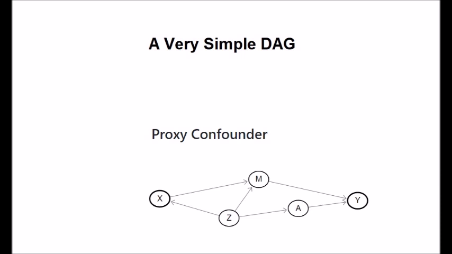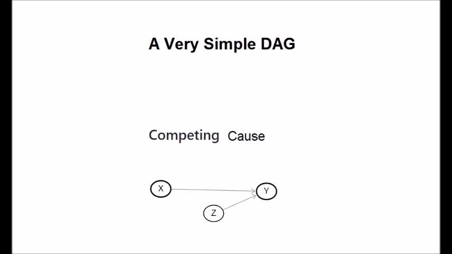The M could also be considered as a proxy confounder in this diagram, but it can also be considered as a mediator. However, the point to be noted is that the role as mediator or proxy confounder is not mutually exclusive. The next covariate is competing cause.